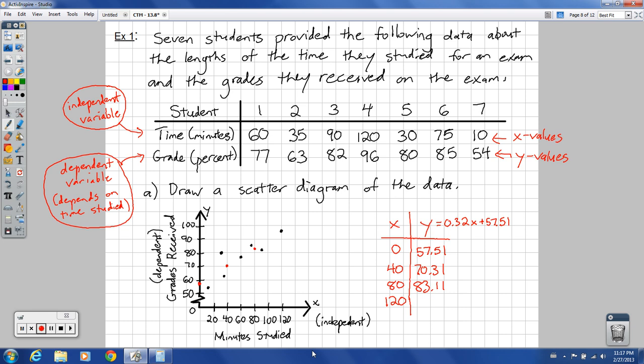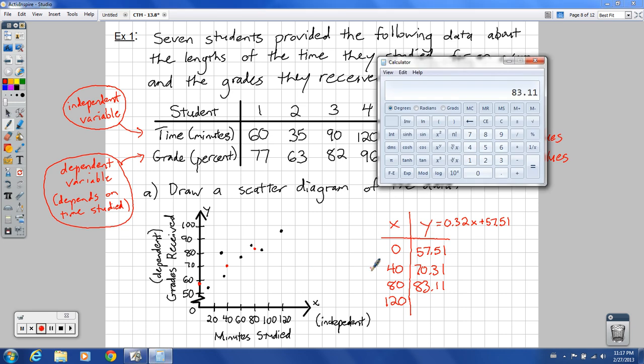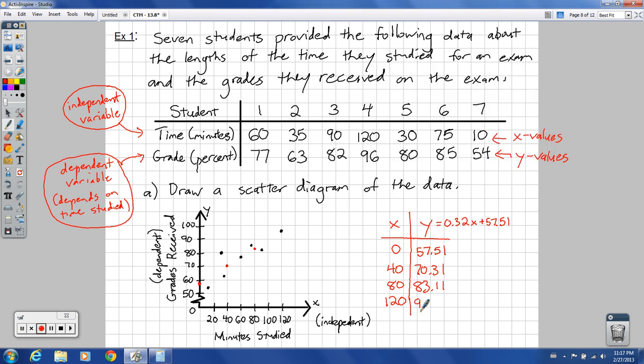Notice if I draw a straight line, these are all going to be right on that line. And finally 120. Let's try that. 0.32 times 120 plus 57.51. That gives me 95.91. And so finally, let's plot that point. 120. This was at 96, so it's basically going to be right on top of that point right there.